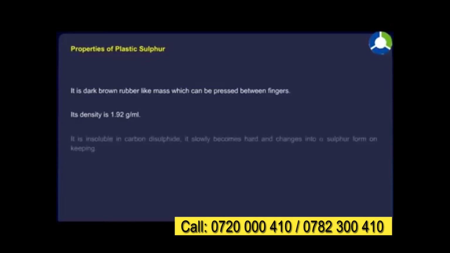Properties of plastic sulfur. It is a dark brown rubber-like mass which can be pressed between fingers. Its density is 1.92 gram per milliliter. It is insoluble in carbon disulfide. It slowly becomes hard and changes into alpha sulfur form on keeping.